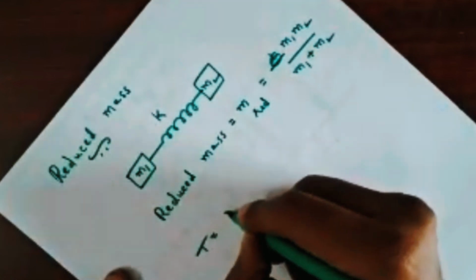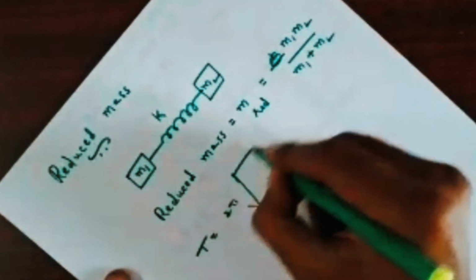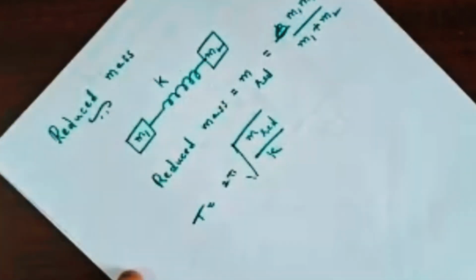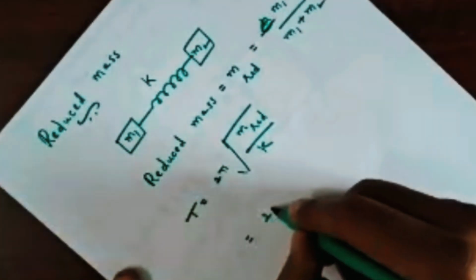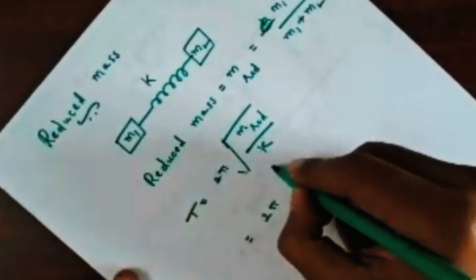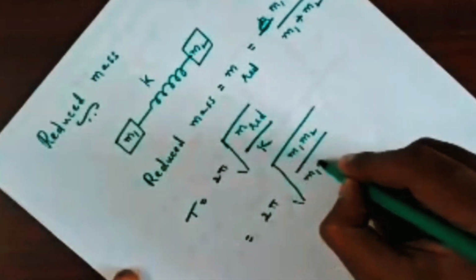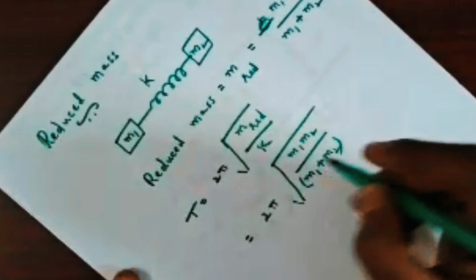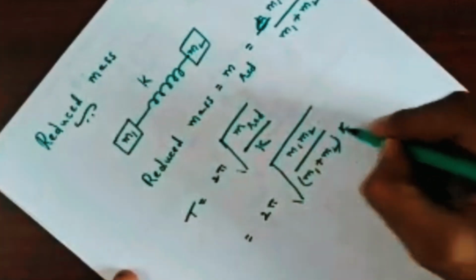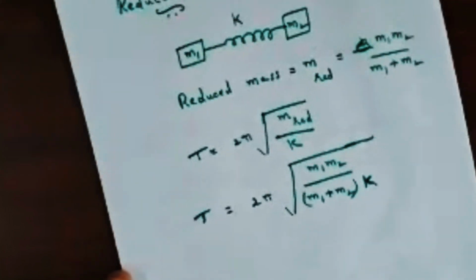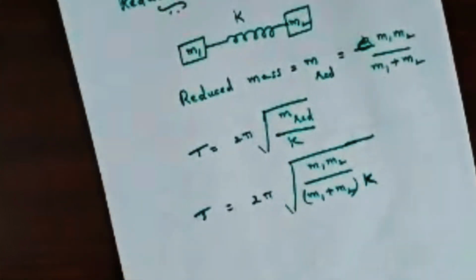Now what is the time period? T is equal to 2 pi root over m by k. Here m is nothing but m reduced, by k. Only one spring is present. Then 2 pi root over m reduced, m1 m2 by m1 plus m2, and in the denominator k is present, that k as it is we consider. This is the formula of time period when both the bodies are connected only with one spring. By the introduction of the reduced mass, we can calculate the time period of the system.